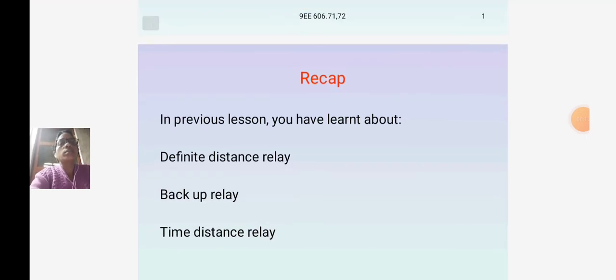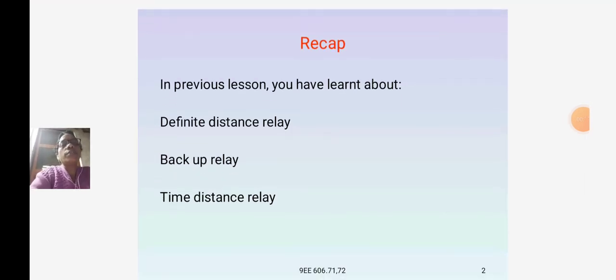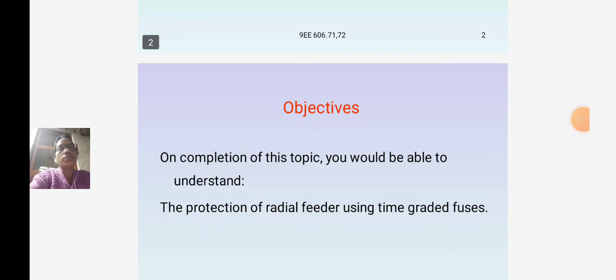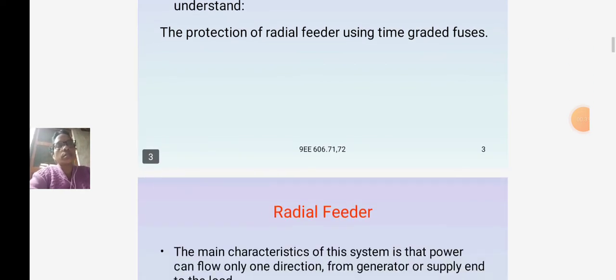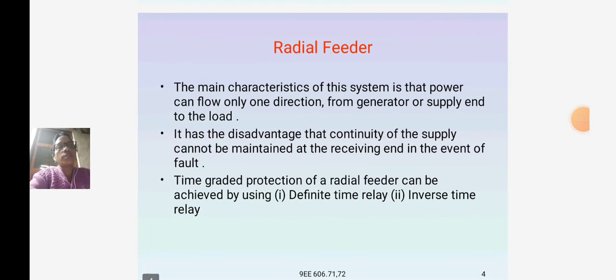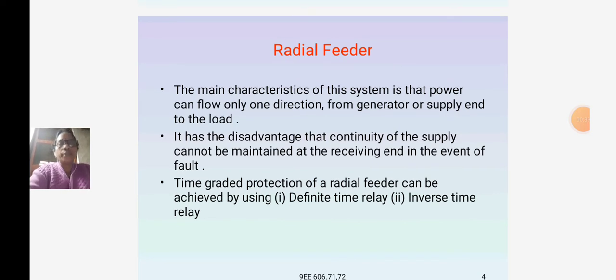In the last class, we discussed the definite distance relay, backup relay, and time distance relays. Now, today we are going to discuss the protection of radial feeders using time graded fuses. In this, we are going to discuss the radial feeders.